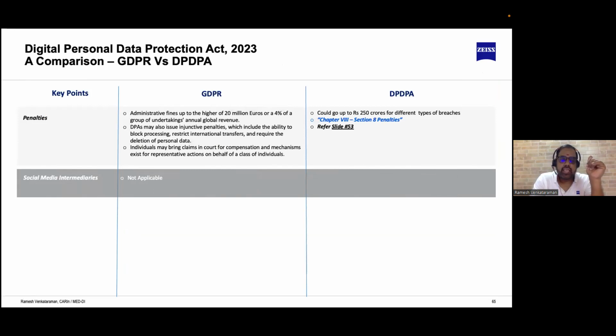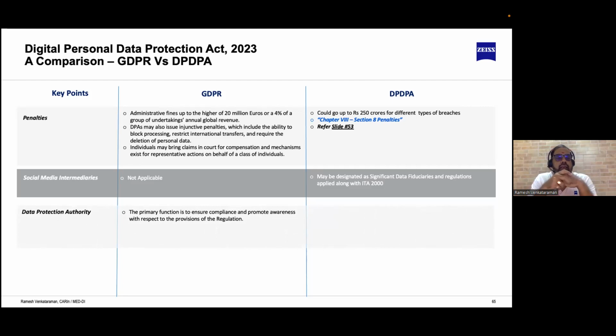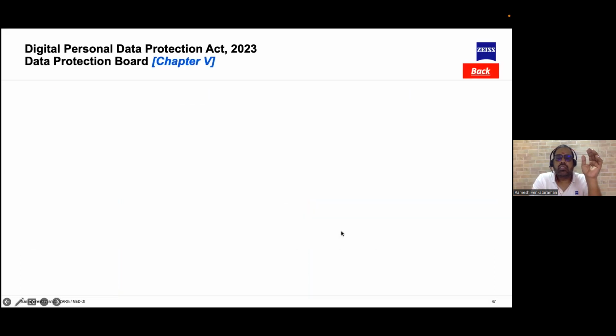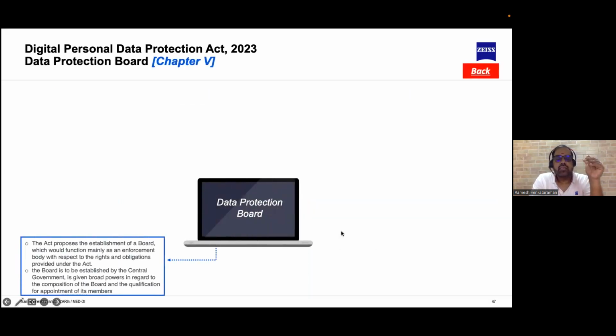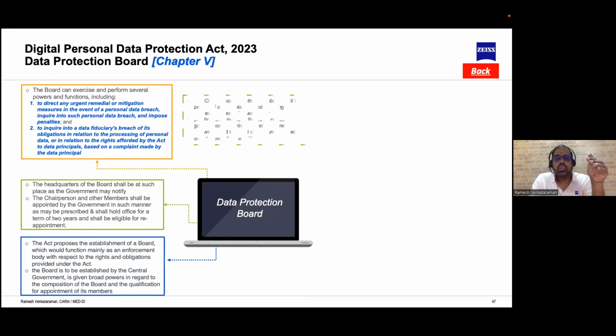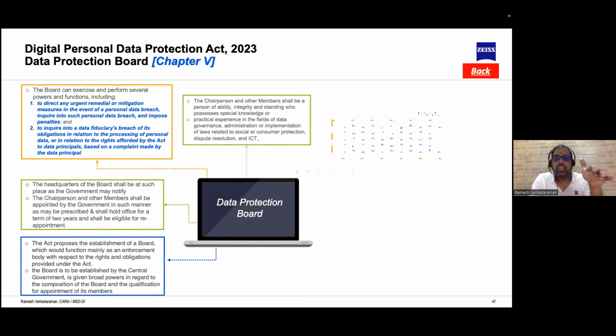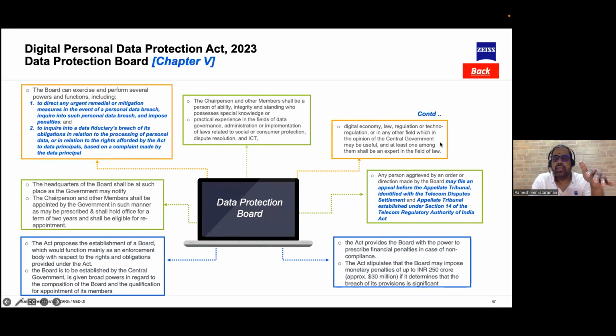Social media intermediaries, GDPR is silent about it, wherein interpreting here with our law, maybe the significant data fiduciary regulations could be applied along with our IT Act 2000. Data Protection Authority, the primary function is to ensure compliance in both cases. Here we call them the Data Protection Board. Lots and lots of explanation, expectations, right? And what they have to do. Anyway, it's just in the very, very initial stages. We do not yet have a detailed one.